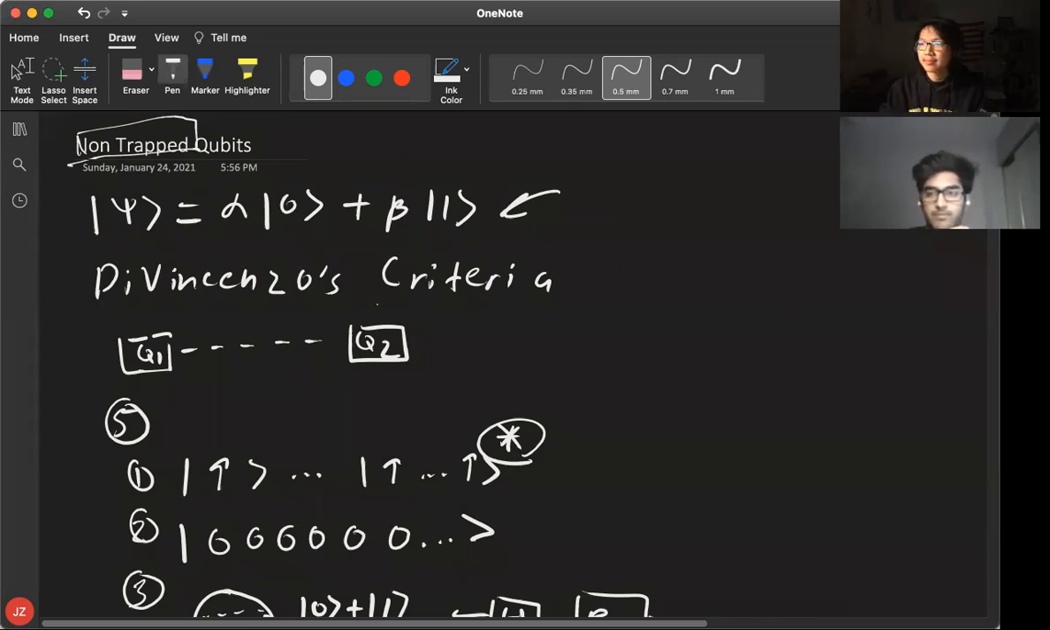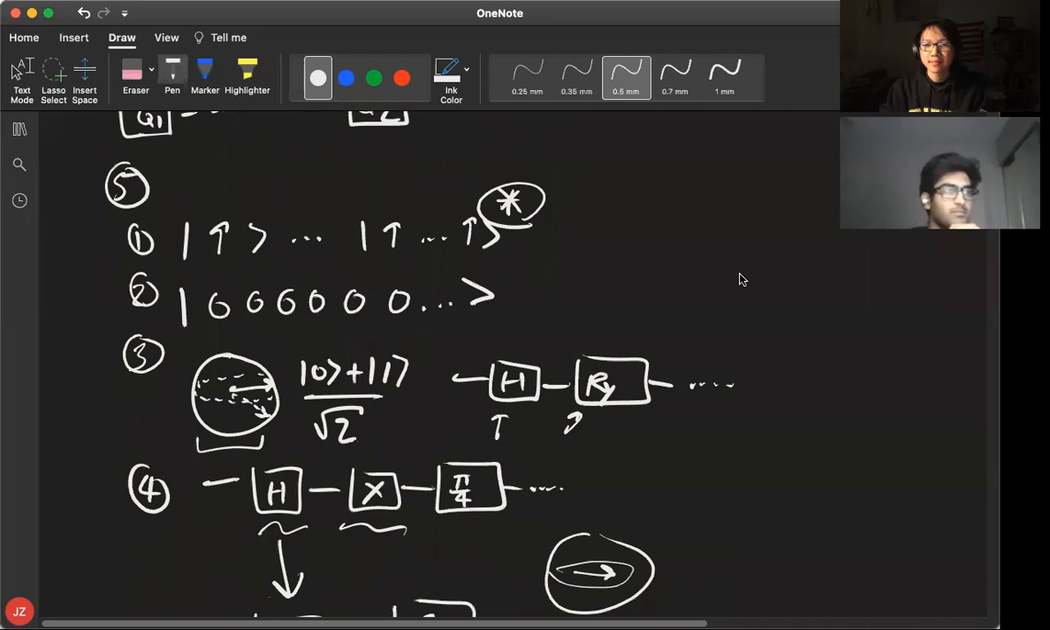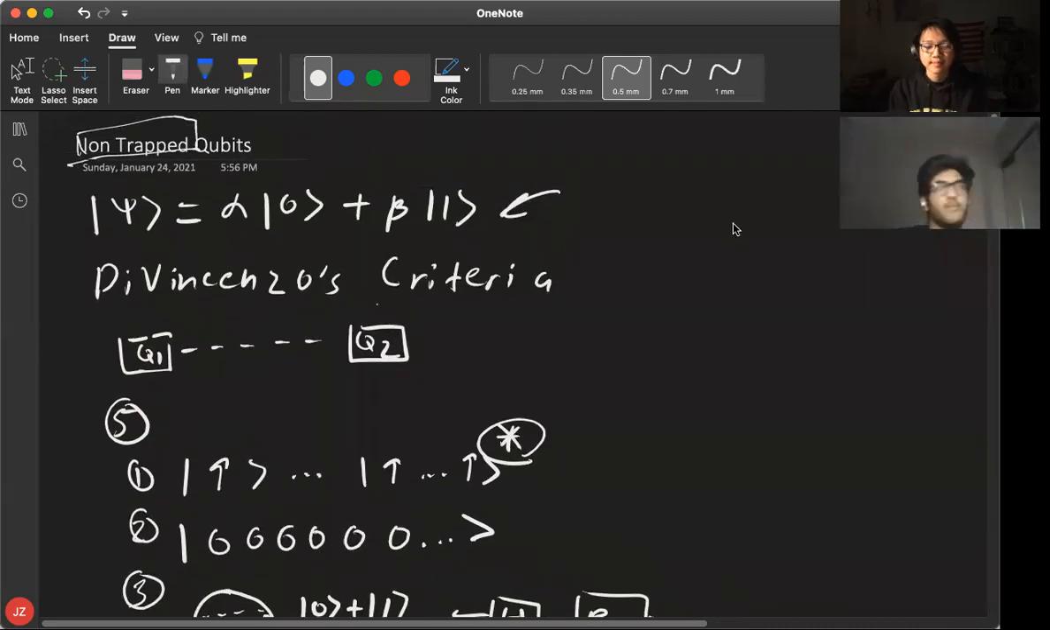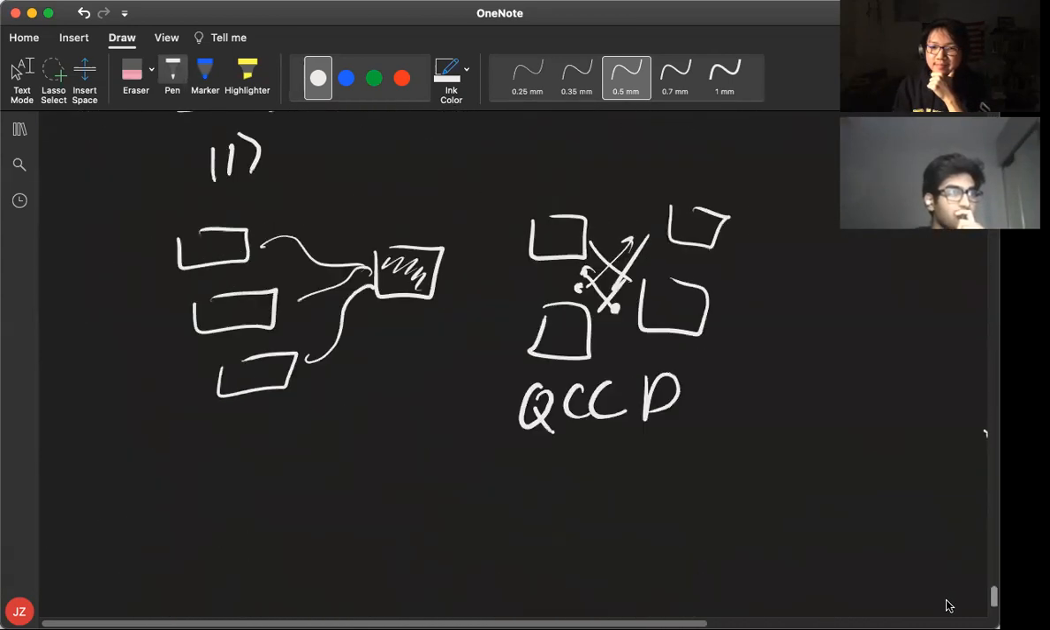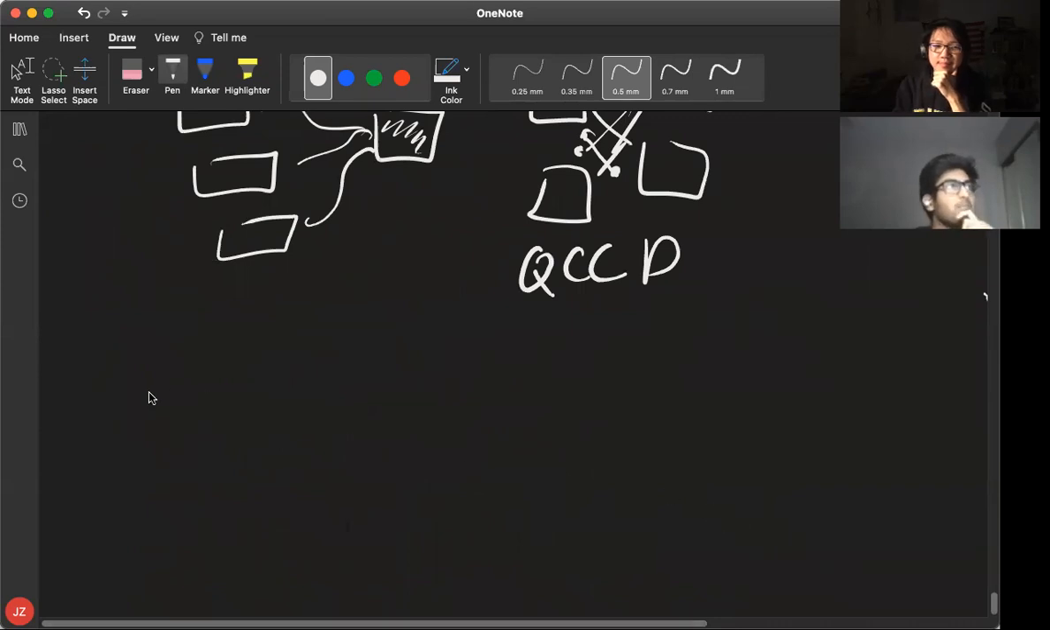So I just had one question. If you're comparing this particular implementation to other ones like superconducting qubits, or I think there's also optical, in general, where do you think ion trap shines in comparison to the other implementations?